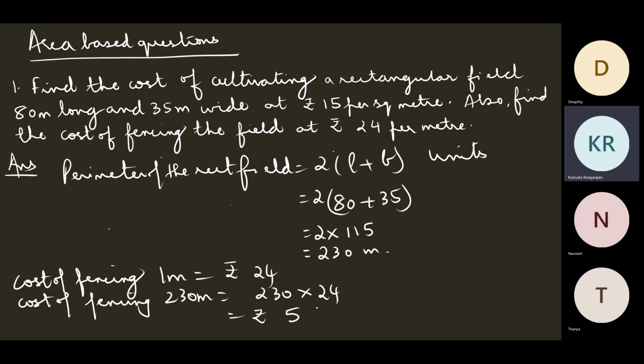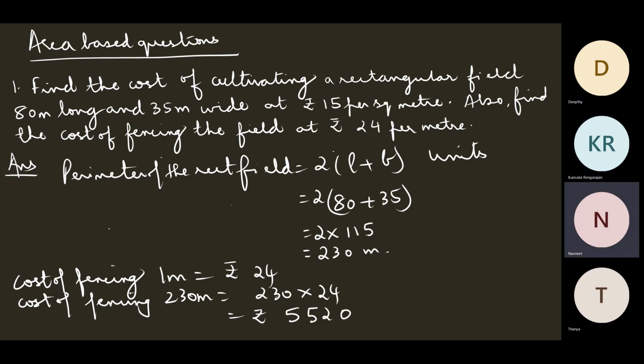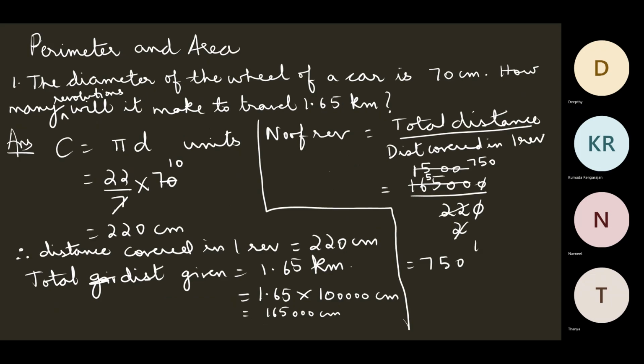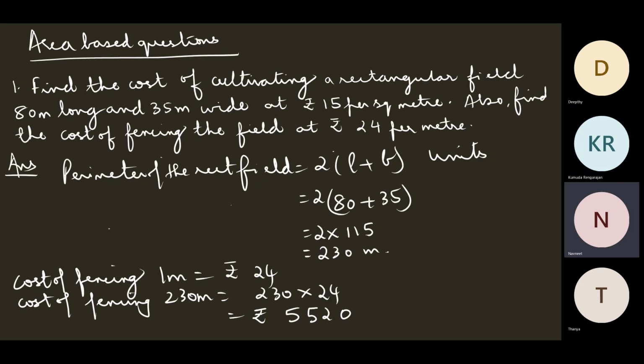All of you get this answer? 5,520. Yes, ma'am. Very good. Rupees 5,520. Very good, children. Can I clear the screen? Yes, ma'am. Okay.